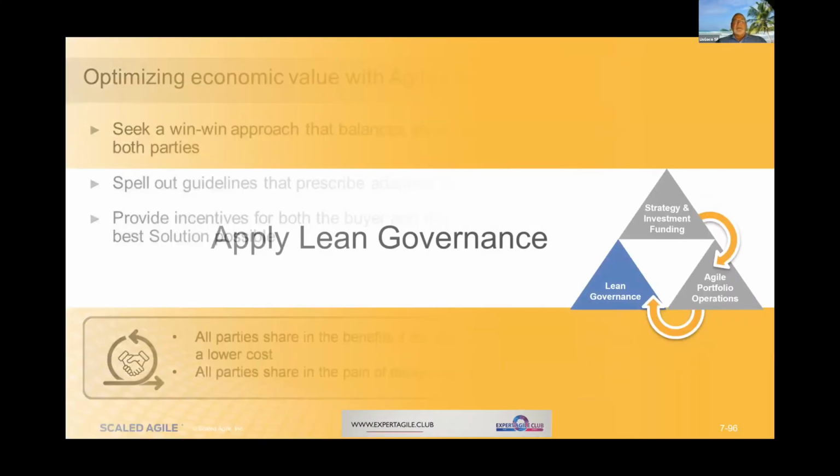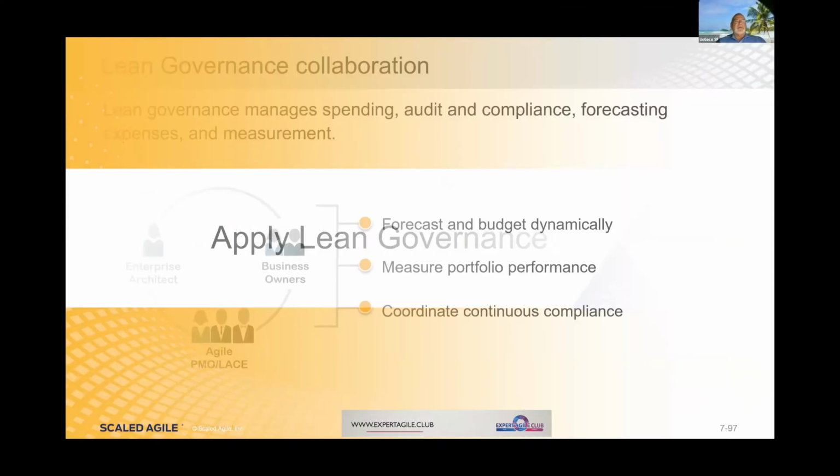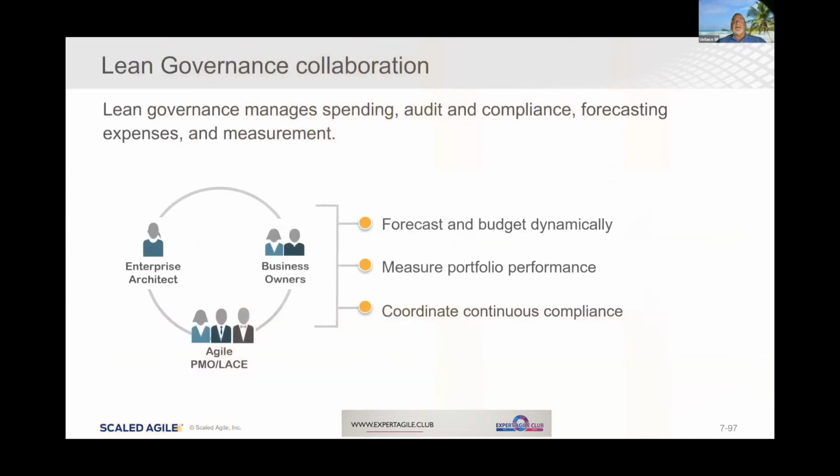Apply lean governance. So lean governance collaboration. Lean governance manages spending, audit compliance, forecasting, expenses, and measurement. Forecast budget dynamically, measure portfolio performance, coordinate continuous compliance.